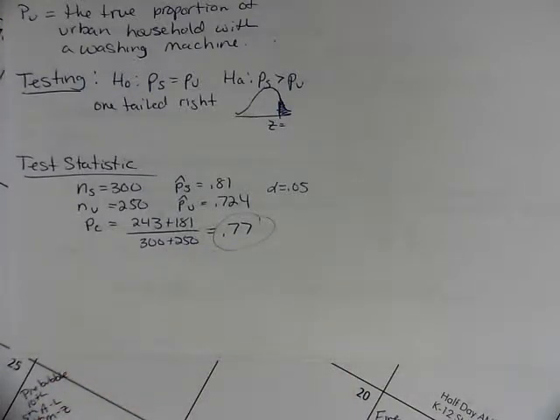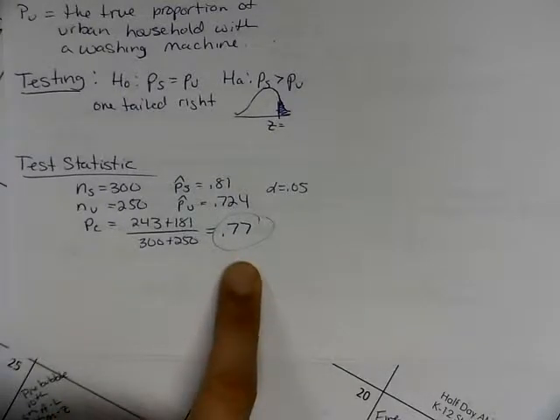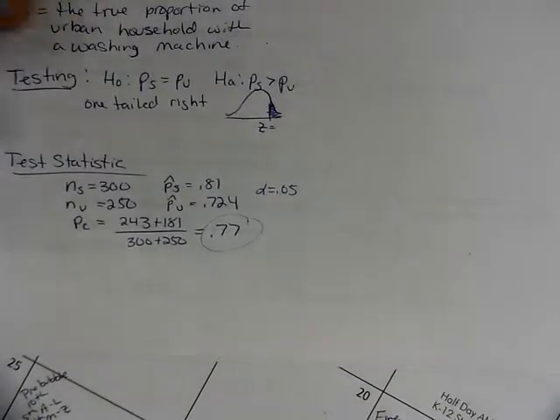Yes. You want to do P hat 1 over P hat 2 times what? No, it's a weighted average. Did you get 0.77? Yeah. Then you're fine.